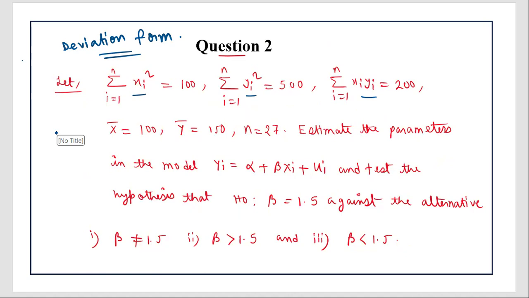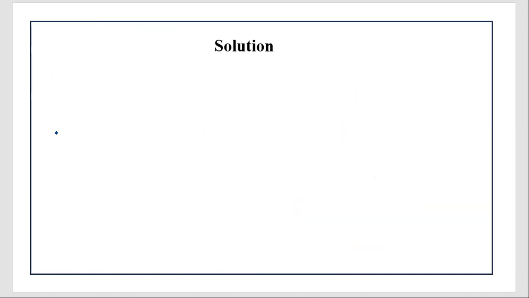So see how to solve this particular question. We'll solve this and then I'll stop. These are the data points that are given to you. N is 27 now. The first part is the same: estimate the parameters in the model. And then you have to test the hypothesis. H naught remains the same: H naught is beta equals 1.5 against the alternative. This is the two-tail test, this is the right-tail test, and this is the left-tail test, right? So let us see how we can solve this problem. The model is the same: Yi is alpha plus beta xi plus ui.